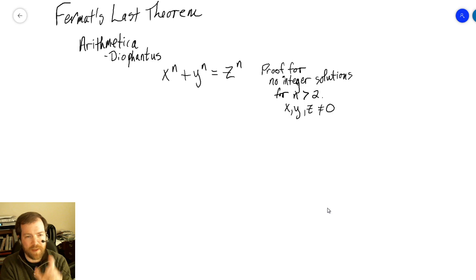For decades, really, that little note sat in his book, and nobody ever looked at it until Fermat died, and his son ended up taking all of his stuff out of his house, looking through his books, and finding this particular statement, that he had a proof for this particular equation with no integer solutions, n greater than 2, x, y, and z can't be 0, but it wouldn't fit in the margin of the book. His son, being a decent mathematician himself, tried to replicate his father's work to see if he could do it, and he couldn't.